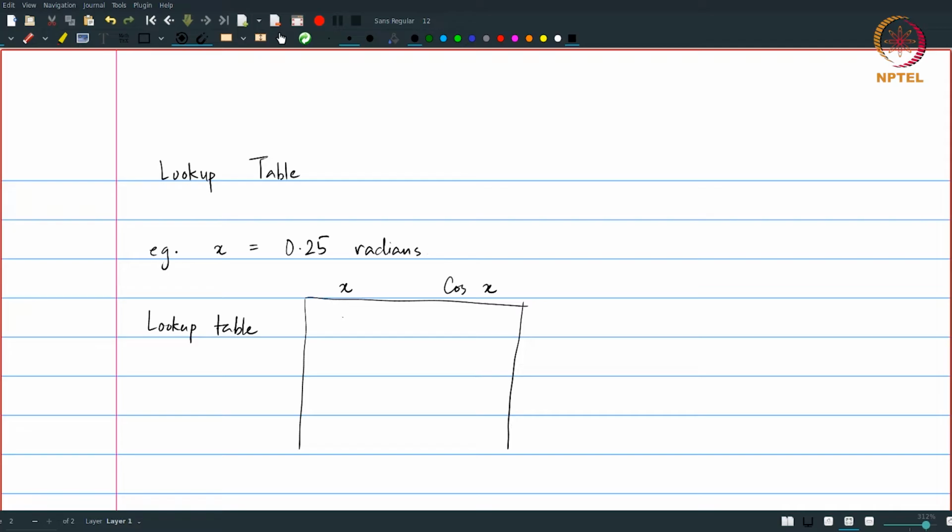So in other words, when x is equal to 0 radians, cosine x will be equal to 1. When x is equal to 0.25 radians, it will have some value. For 0.5 radians, it will have another value. For 0.75 radians, it will have another value, and so on. Which means that when I get the value of x 0.25, I just go look it up over here and say this is the output.